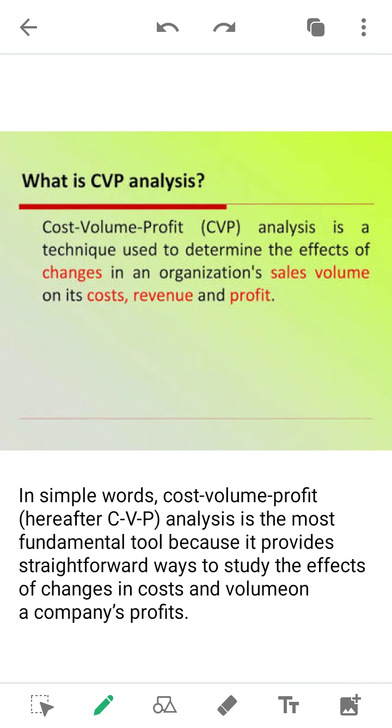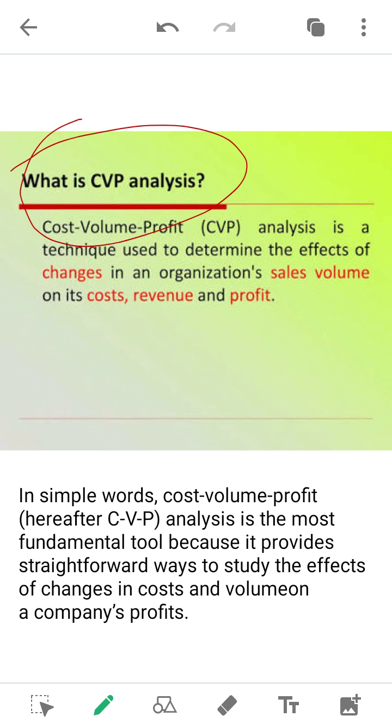Dear students, look at the slide here. There is another definition of CVP analysis. What is CVP analysis? Cost volume profit analysis is a technique used to determine the effects of changes in an organization's sales volume on its cost, revenue, and profit. That means how much effect cost and sales volume have on profit.